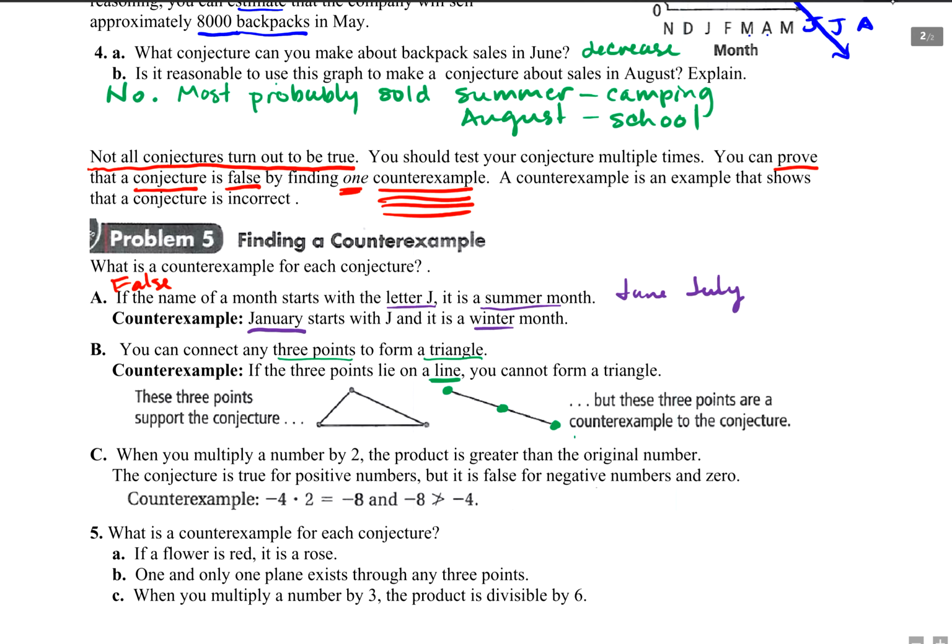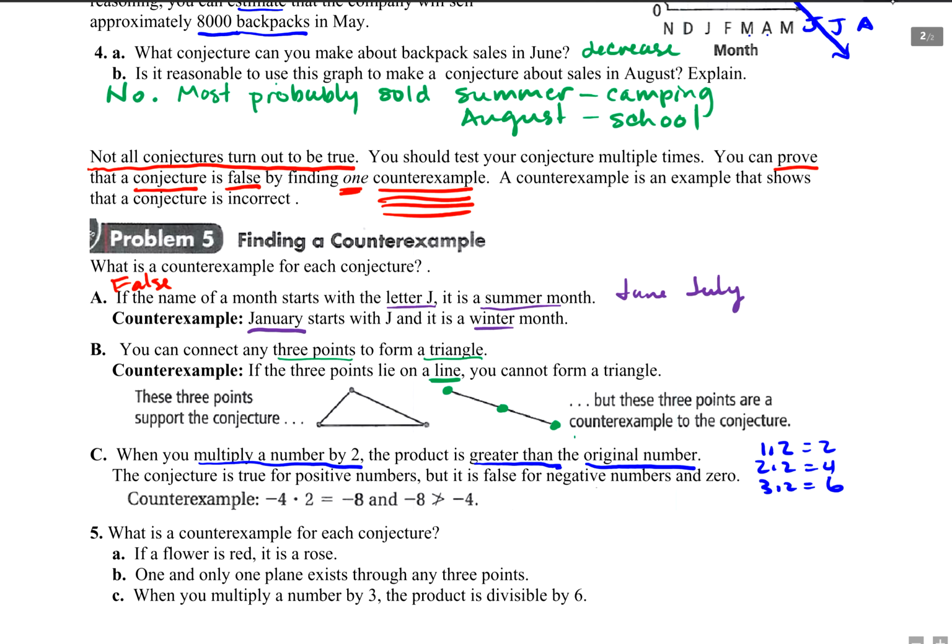Let's look at the next one. When you multiply a number by 2, the product is greater than the original number. And you say, well, yeah, of course, 1 times 2 is 2. 2 times 2 is 4. 3 times 2 is 6. Those are all greater than the original number. 2 is greater than 1. 4 is greater than 2. 6 is greater than 3.